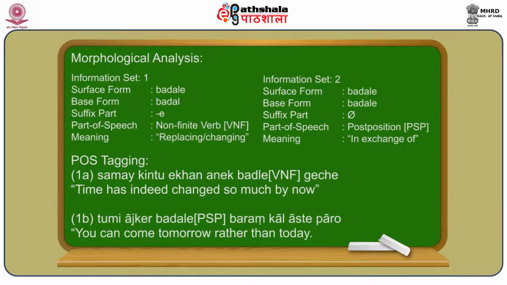Consider the Bangla word bodole, which is treated in two different manners, in two different schemes or systems to elicit two different types of linguistic identity and information. Now, in the case of morphological analysis, we get two sets of information here. The surface form is bodole, and we can have two parts, bodal as a base form and the suffix part e as a suffix. In that case, the part of speech of this word is a non-finite verb, meaning replacement or changing. In the second information set, the surface form is bodole, a composite, non-breakable unit. So the base form is bodole, the suffix part is 0, the part of speech is postposition, and the meaning is in exchange of. I can give you two examples.